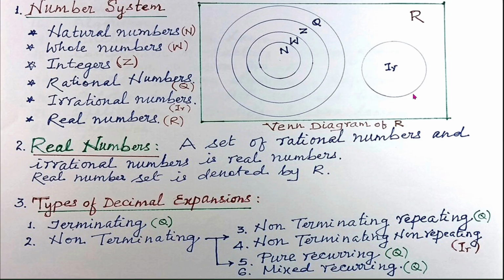Both rational numbers and irrational numbers sets are infinite sets, and the irrational number set is in fact a bigger, larger set as compared to rational numbers. Both are infinite sets. So please remember that. So this is a Venn diagram.